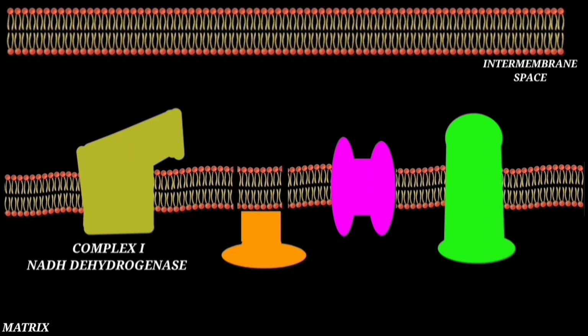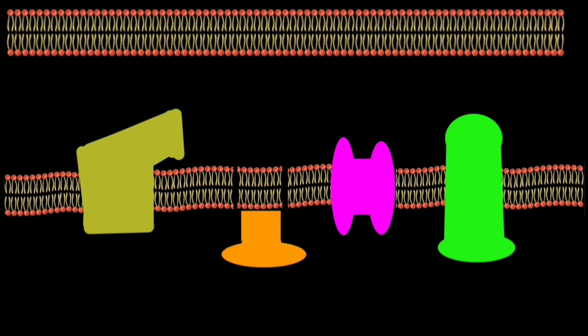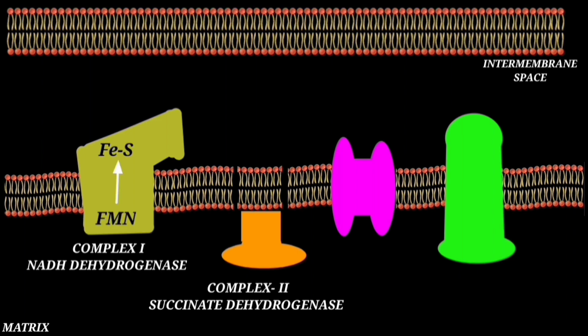Complex 1 is also called NADH dehydrogenase. It contains one molecule of flavin mononucleotide and 6 to 7 iron sulfur clusters. Complex 2 is also called succinate coenzyme Q reductase. Succinate dehydrogenase, an integral mitochondrial membrane bound enzyme, is an integral component of complex 2. It converts succinate to fumarate during the Krebs cycle.